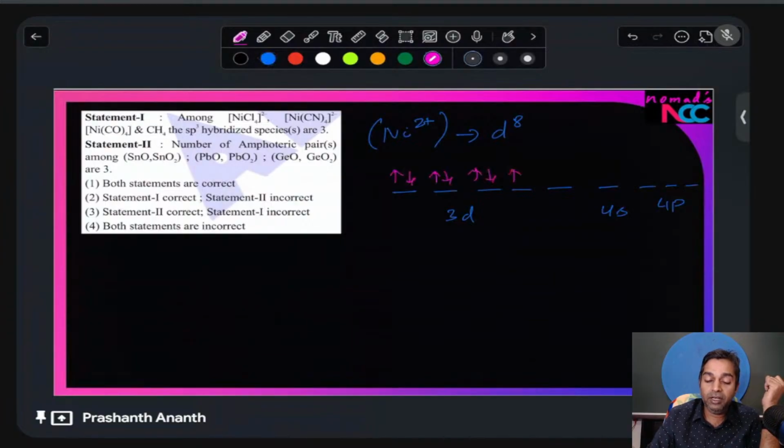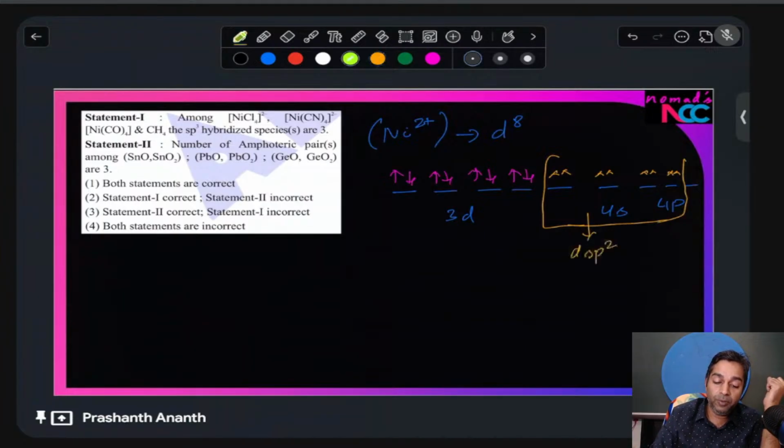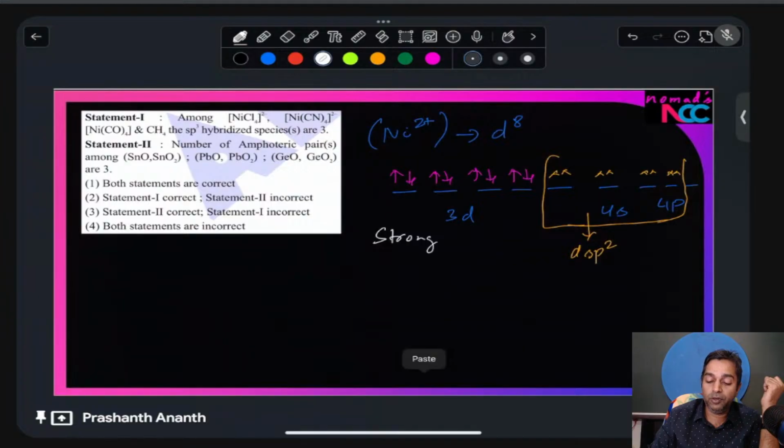And the ligands' electrons are going to come here, here, here, and here, resulting in a nice dsp2 configuration. This will result in a dsp2 config. This is for a strong field, by the way. So this is for a strong ligand.